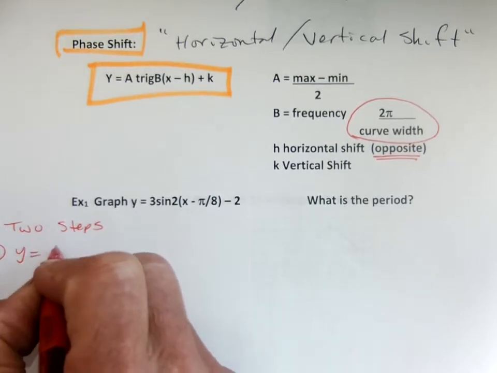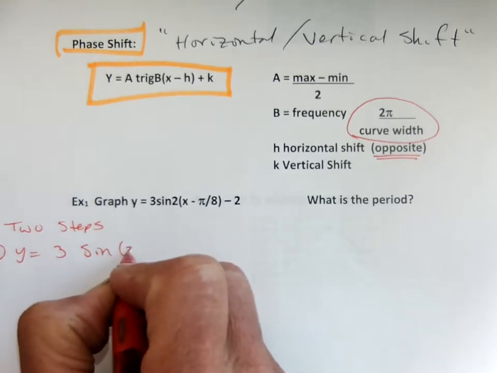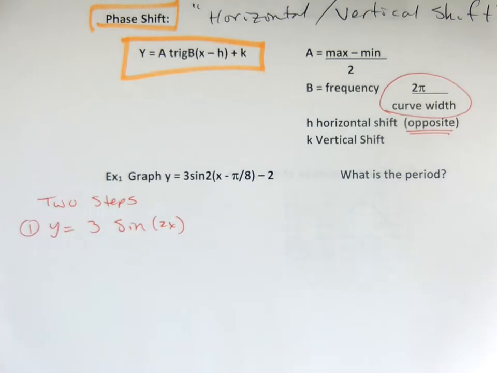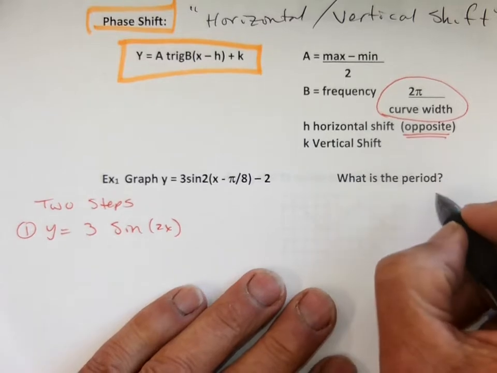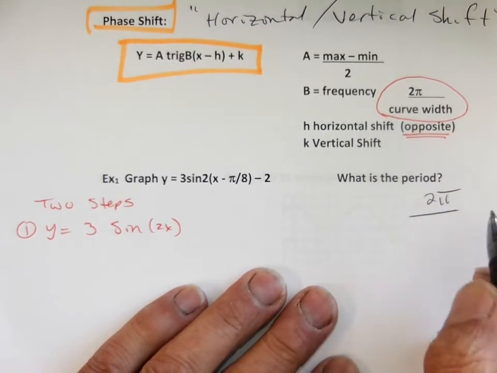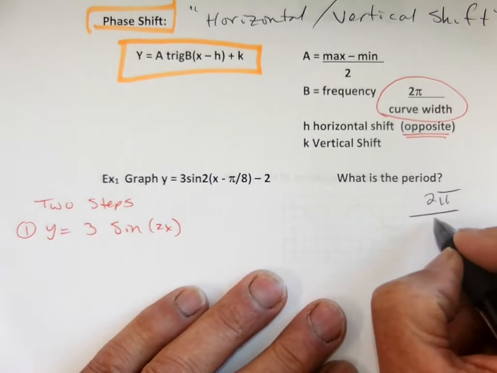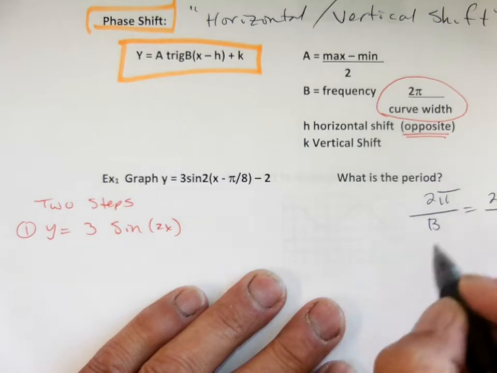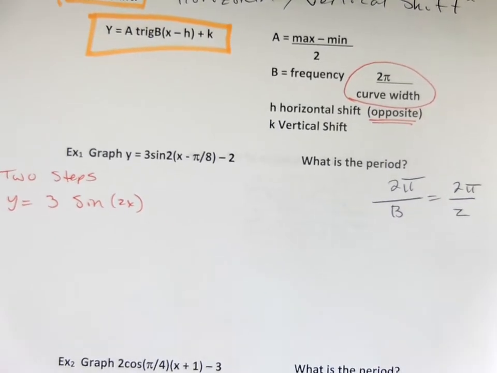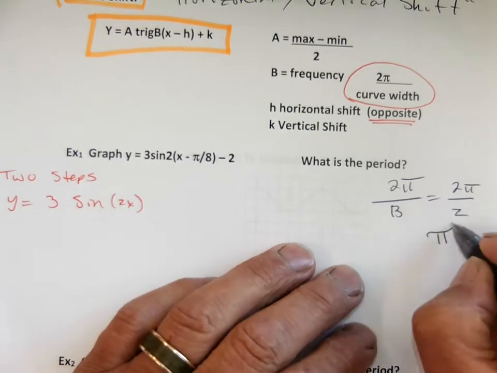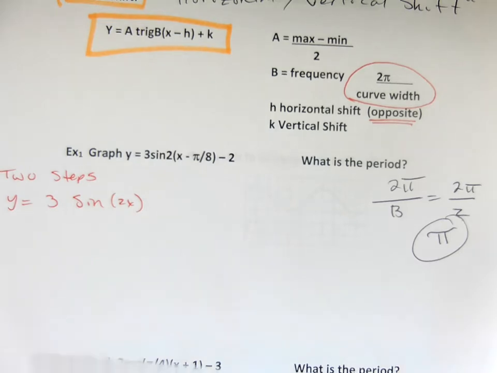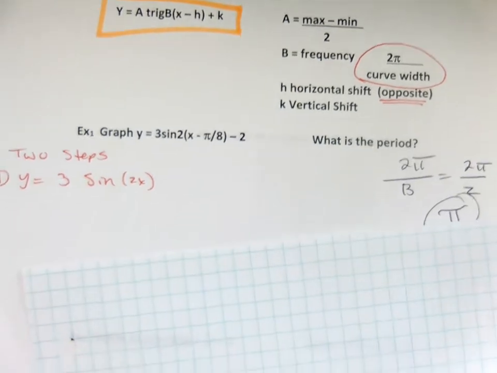First, I'm going to graph just y equals 3 sine of 2x. Okay, I'm just going to graph that. And then after I graph that one, then I'm going to shift it, okay? The period of this graph is going to be 2 pi divided by b, which in this case is 2 pi divided by 2, okay? You need to know that. We need to know what the period is because it helps me set up the axes, okay? So then I know that my period is going to be pi. So when I graph it and put down my axes, I know that pi's got to be on there, okay? So I'm going to go ahead and put this down.